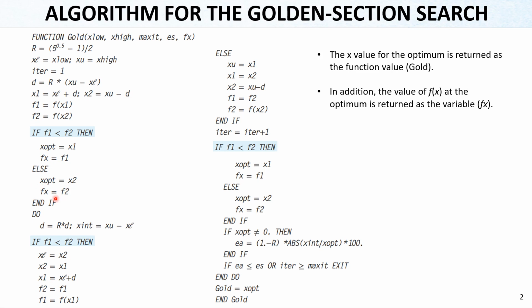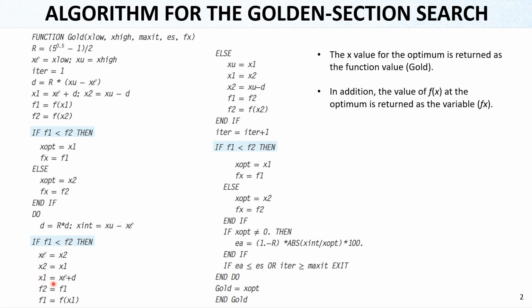And in that case, we will have fx as f2. We already did this in the example as well. After this, we will have the d again and calculate xu minus xl as the interpolated point. And in here, if f1 is smaller than f2, we will have the lower bound as x2, because f1 was our minimum, and x2 is x1. We always do this, change the parameter value.